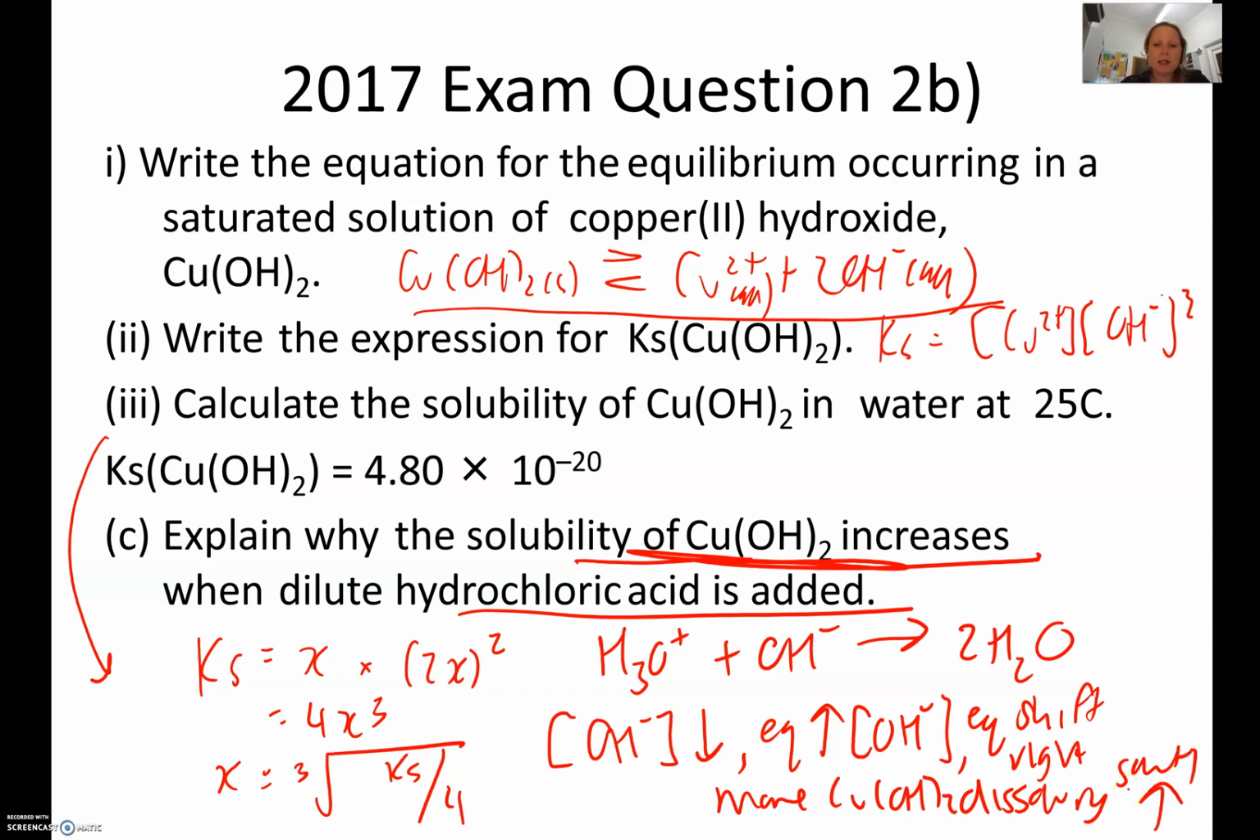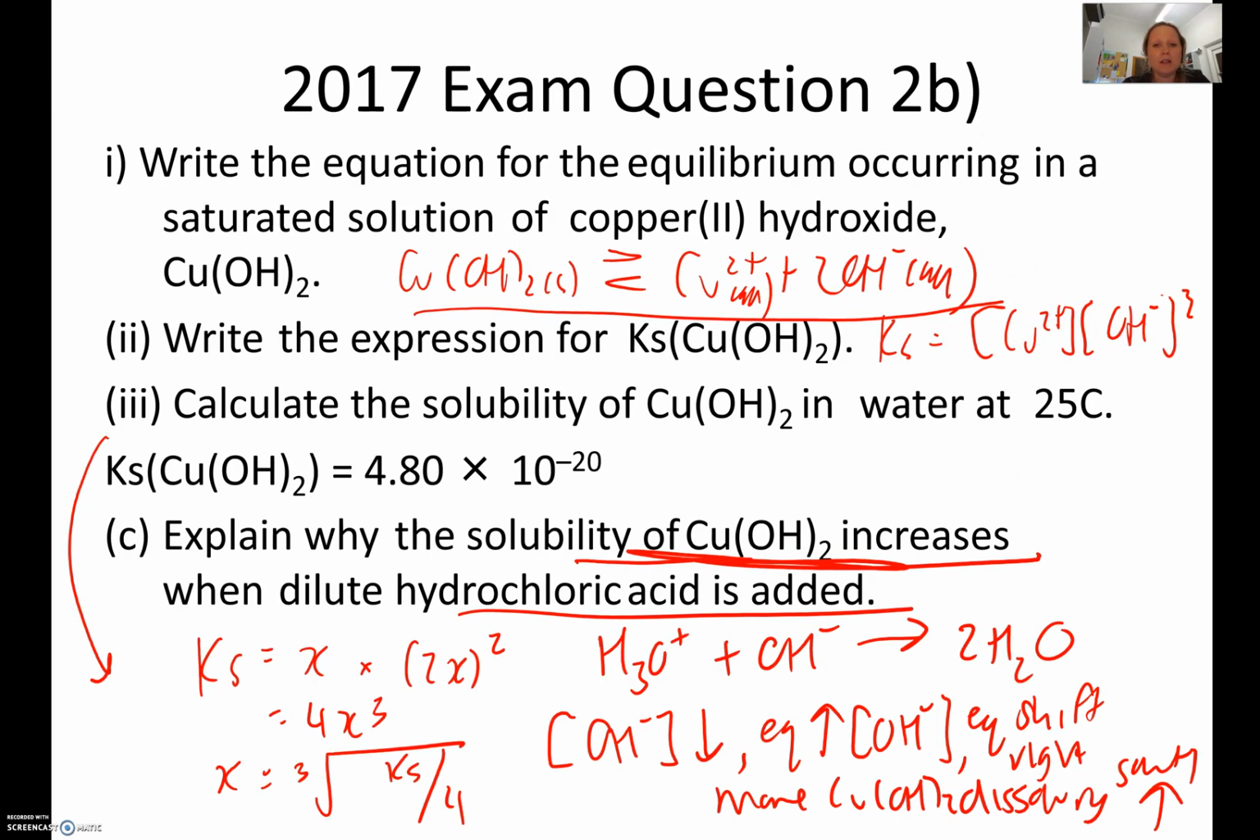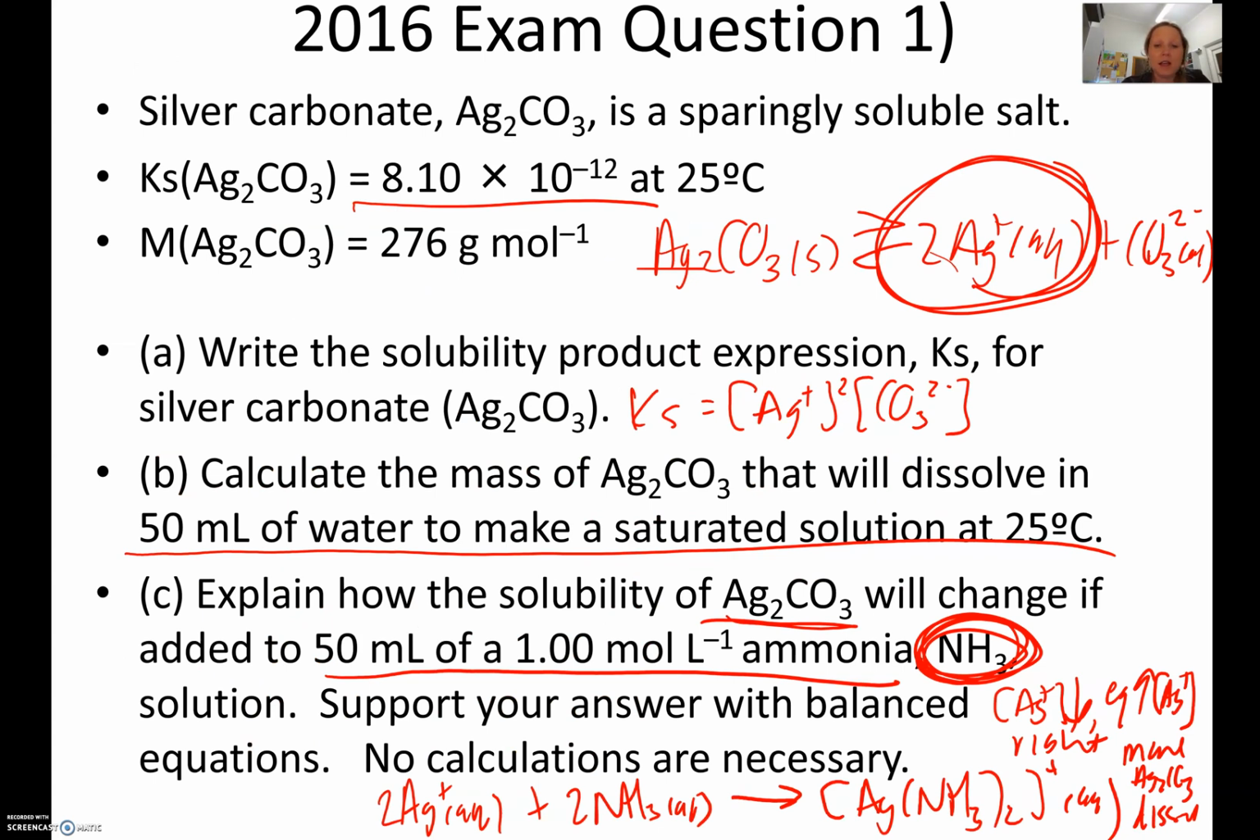So I hope that's made sense, and that's actually the final exam question that we were going to go through today. And yeah, I'm hoping this is fully making sense to you all now. If you can do these questions, you're doing superbly. That's as hard as they get.